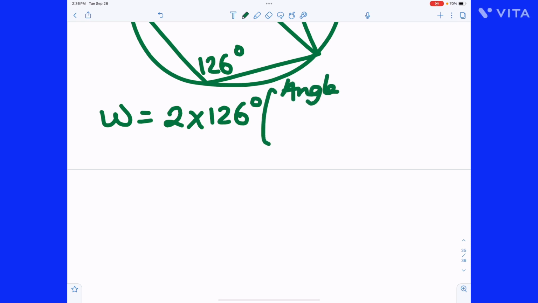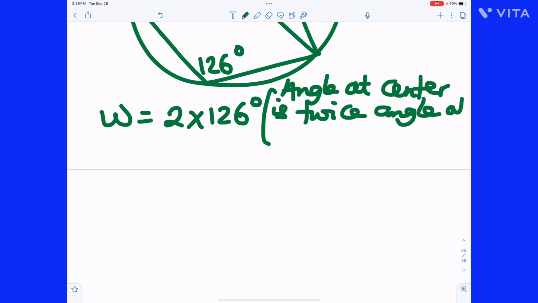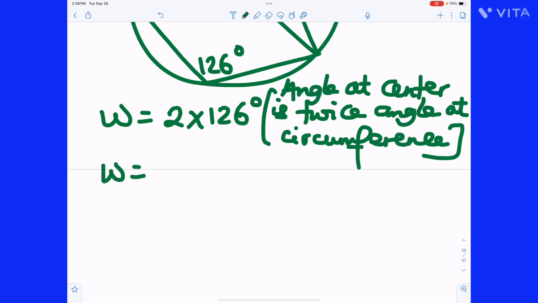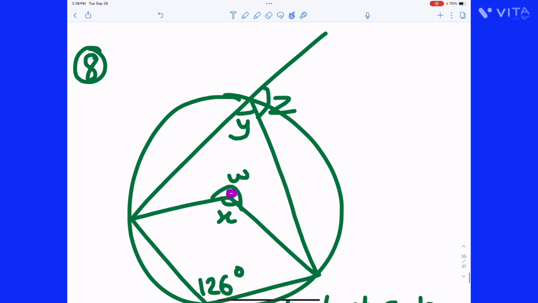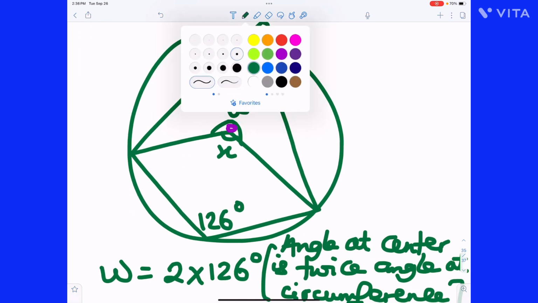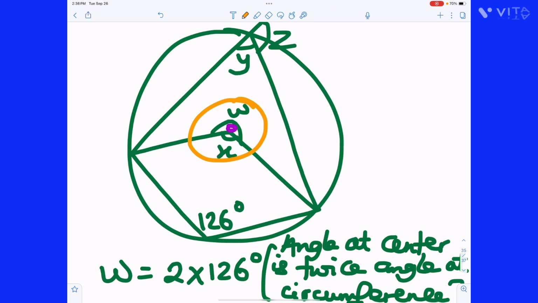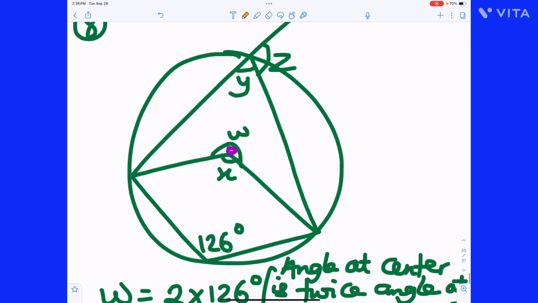Angle at the center is twice the angle at a point on the circumference. So W is 252 degrees. Now, when we know W as 252, we can easily get our X, because X and W are angles at a point, which is the center of the circle.